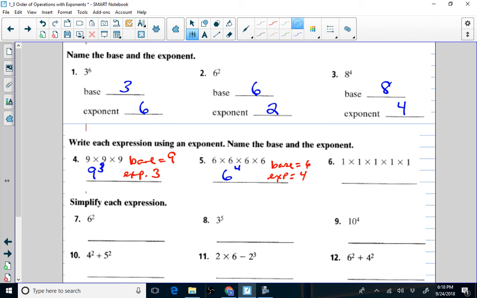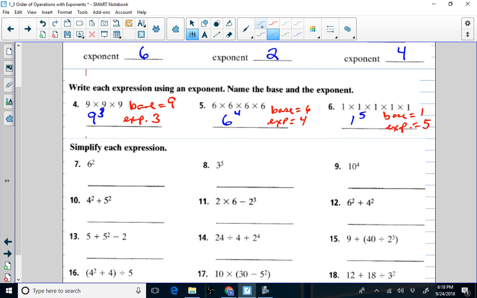In my last example, I have 1 as my base number. It's being used as a factor 1, 2, 3, 4, 5 times. So my base is 1. My exponent, and I'll abbreviate that, is 5.